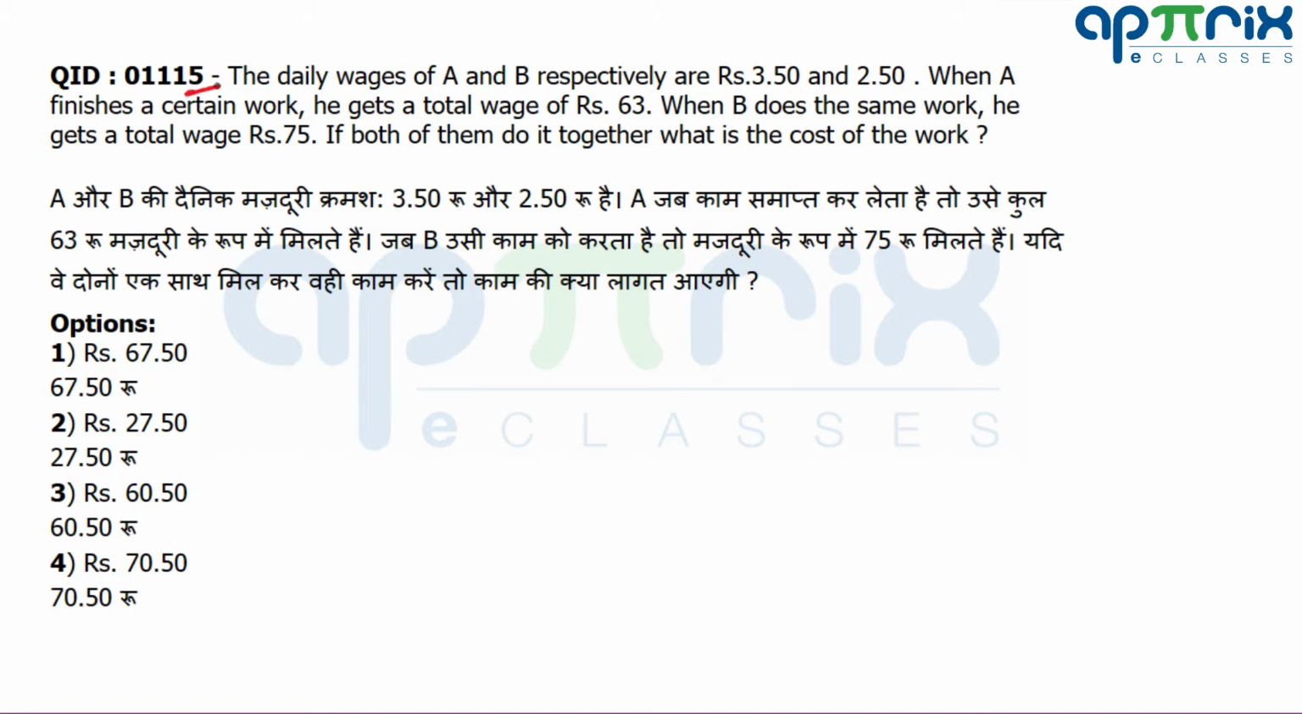Question number 15 now. It says that the daily wages of A and B respectively are this and this. When A finishes a certain work, he is getting this much amount. When B does the same work, he gets a total of rupees 75.